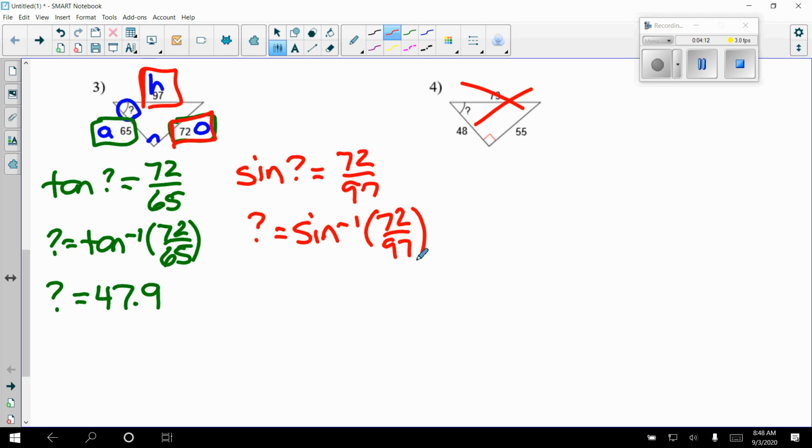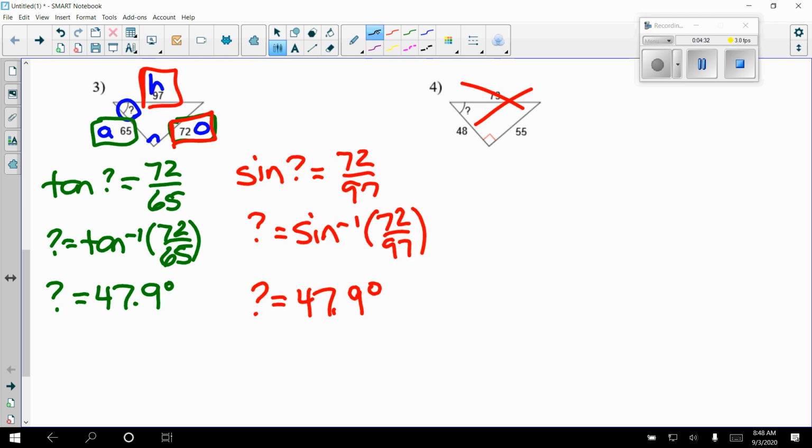So if I type that into my calculator, look what I get, 47.9 degrees. I forgot to put the degree symbol there.